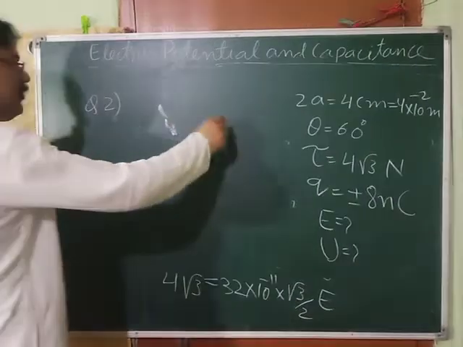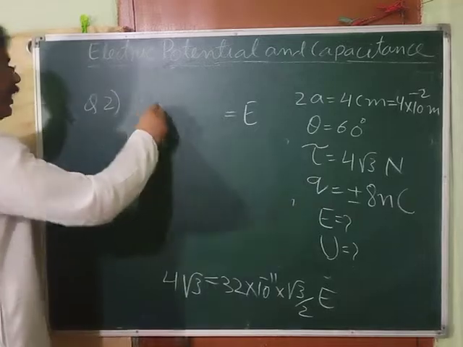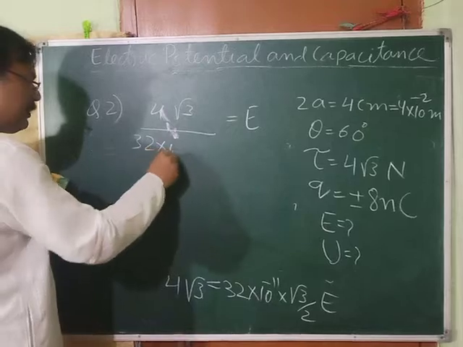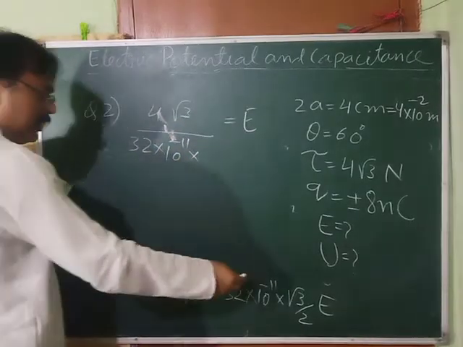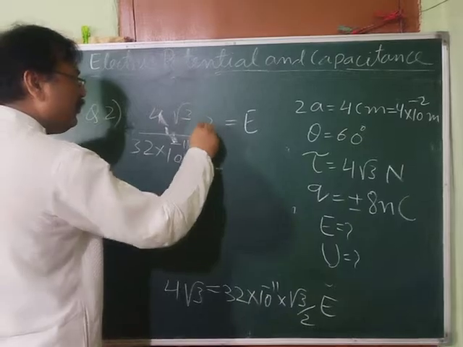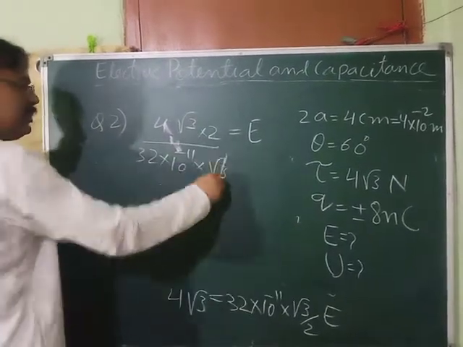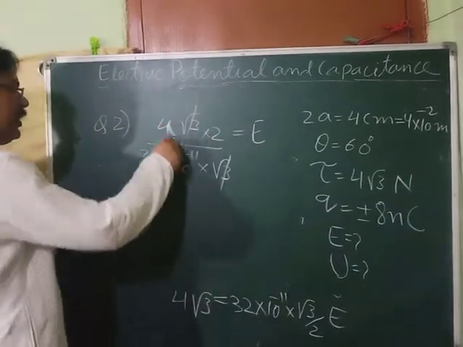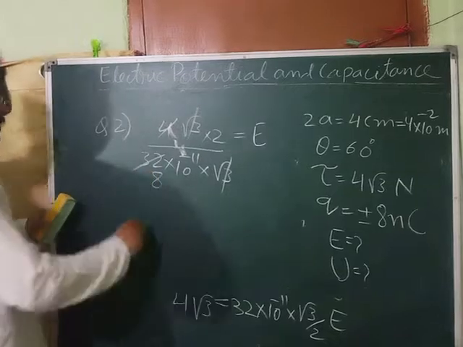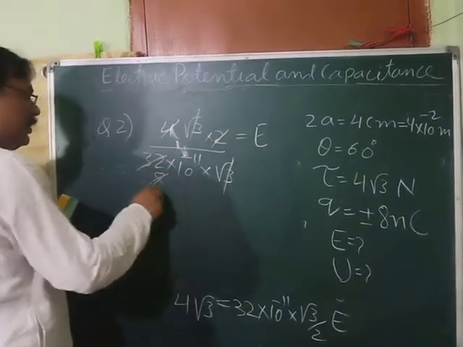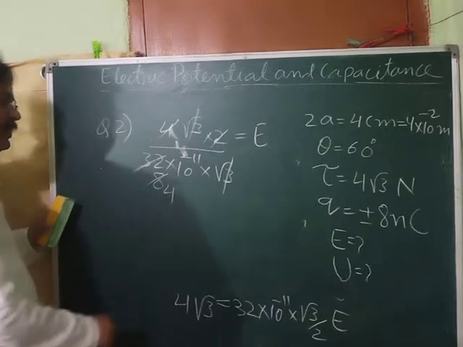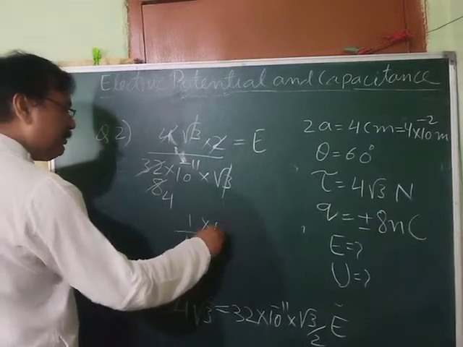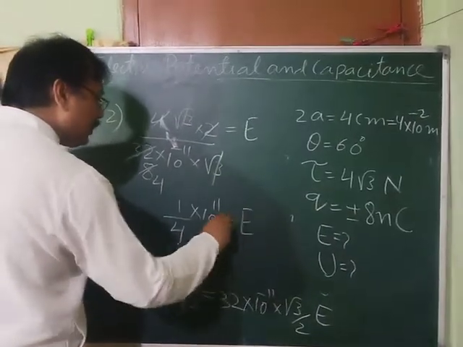So we have got E is equal to 4 root 3 upon 32 into 10 raised to the power minus 11 into root 3 by 2. Root 3 by 2 means root 3 will remain here and 2 will go this side. So root 3 cancels out. Then 4 eights are 32, and 2 fours are 8. So we got 1 by 4, and this 10 raised to the power minus 11 you can take up, you will get 10 raised to the power 11. That is the value of electric field we have got.